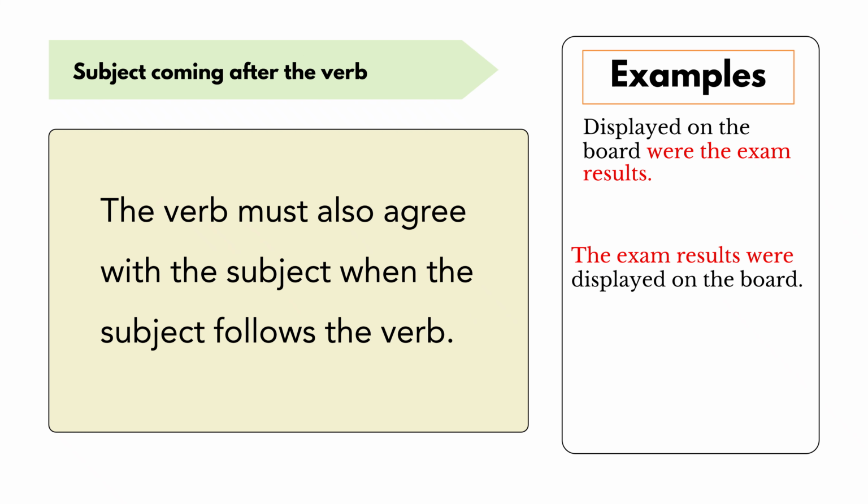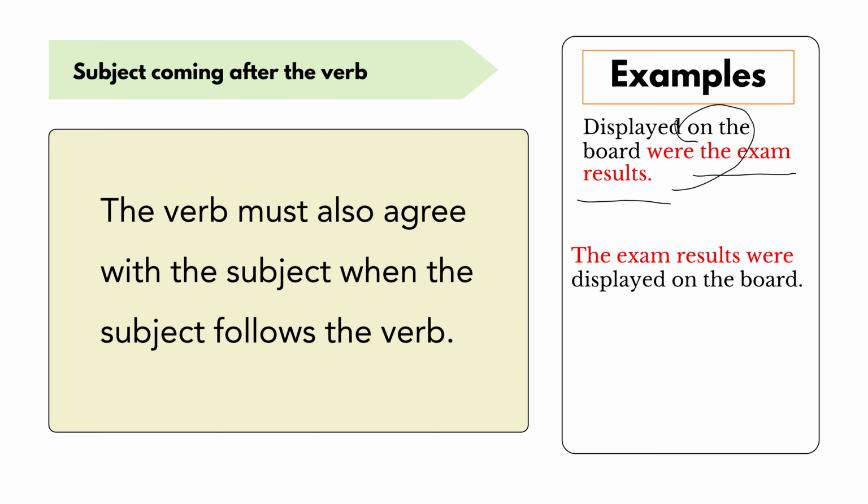Now, sometimes the subject comes after the verb. That sounds strange, but as far as I learned, the order is subject, verb, object. Well, not in all cases. When the subject comes after the verb, the verb must still agree with the subject. Displayed on the board were the exam results. Where's the subject here? The exam results is the subject. The exam results has to agree with were.